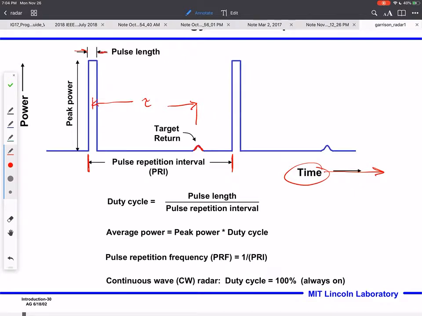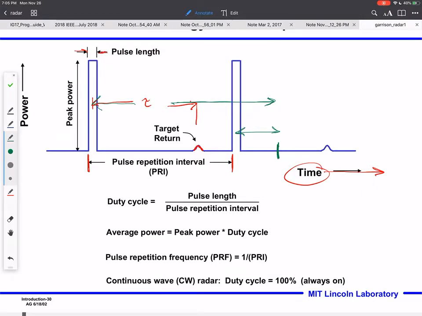Because if the time it takes my pulse to follow its round trip path is longer than my pulse repetition interval, then I don't know whether this is my tau or this is my tau. Okay, so one of the design parameters in the radar is the maximum range that can be unambiguously detected. That's set by the pulse repetition interval.